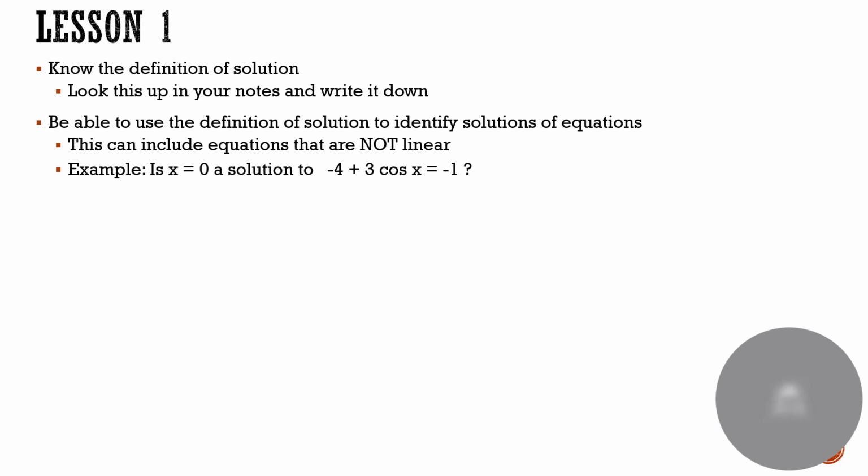So here's an example. Is x = 0 a solution to -4 + 3cos(x) = -1? Now, we don't even touch trigonometry in this class, okay? But you do have a calculator. In fact, you have Desmos, okay? So you can pull up Desmos, or you can pull up some other calculator. And what you would do is you would take x equal to 0 and plug that in for the x. So this would be -4 + 3cos(0).